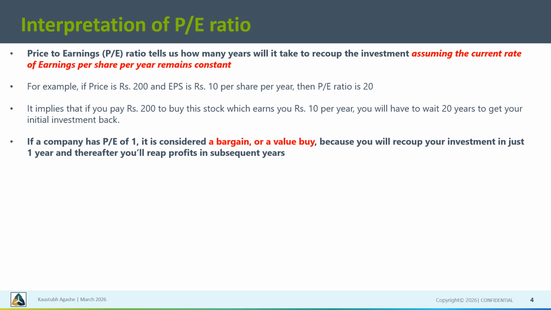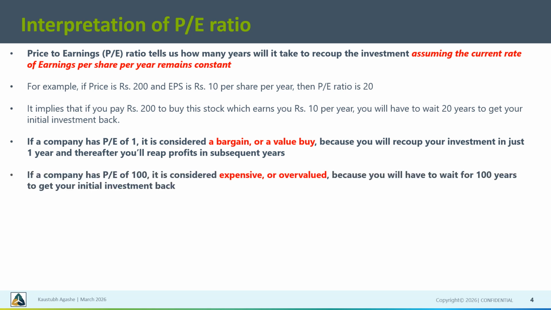If a company has PE of 1, it is considered as a bargain or a value buy because you will recoup your investment in just 1 year, and thereafter whatever earnings per year you have, it will be your profits in subsequent years. On the other hand, if a company has PE of 100, it is considered very expensive or overvalued because you will have to wait for 100 years to get your initial investment back, which means you are never going to get your initial investment back in your lifetime.